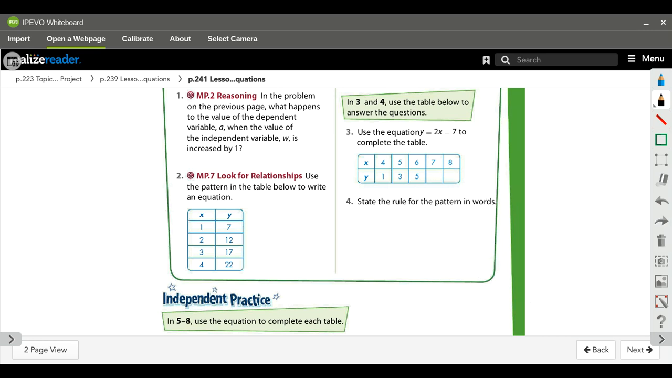So you're going to do your independent practice. And what's nice on the independent practice is 5 through 8, you're going to simply find the missing values. And then 9, you're going to try and determine what the rule is going to be. And then you're going to do all of the math practices and problem solving on the back page.